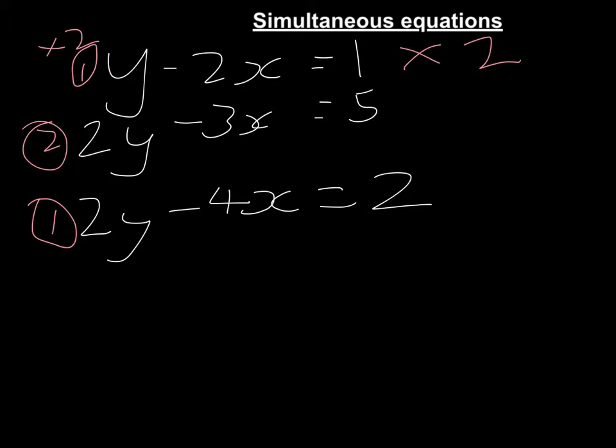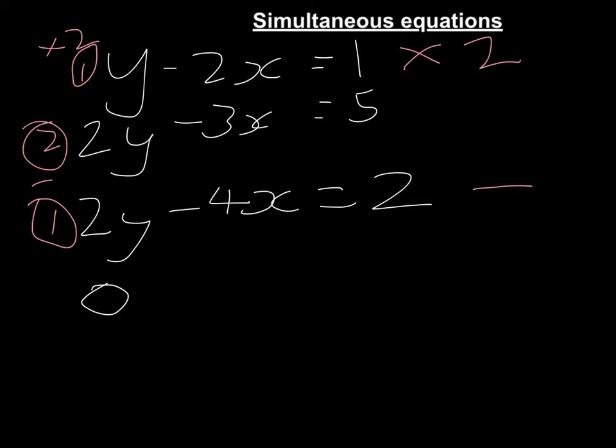Now I know that a number that's the same, so this 2y here and this 2y here, if I take one away from the other, I'm going to get an answer of 0, and that's what I'm after, remember? So the whole of this equation here, I'm going to do a takeaway. You can write your sign either to the left or to the right, but make it clear that you know what you're doing. 2y take away 2y is equal to 0.